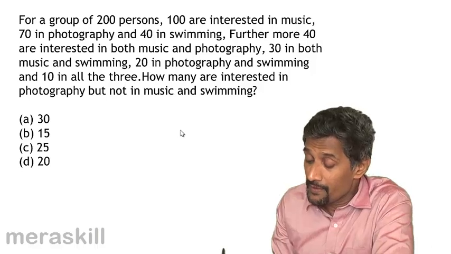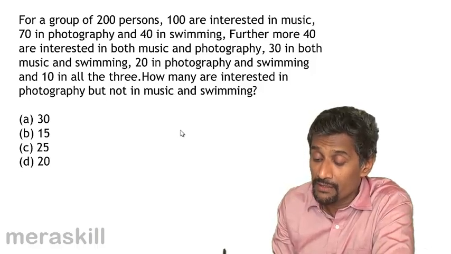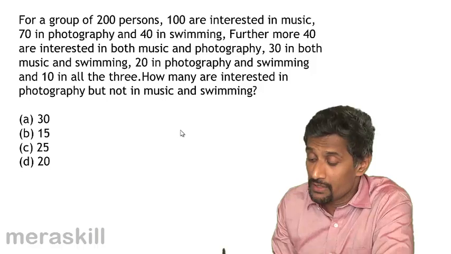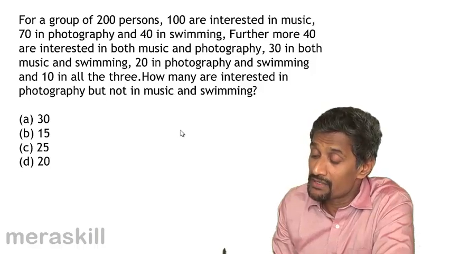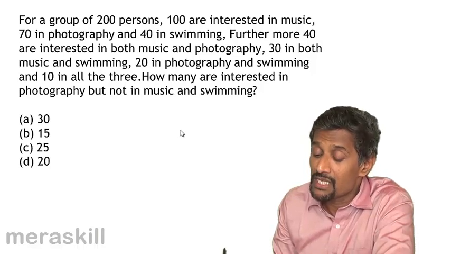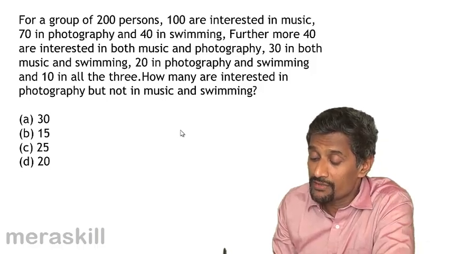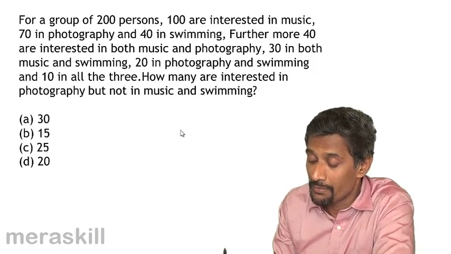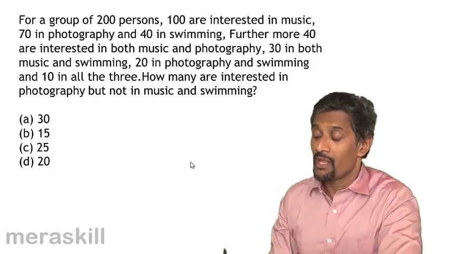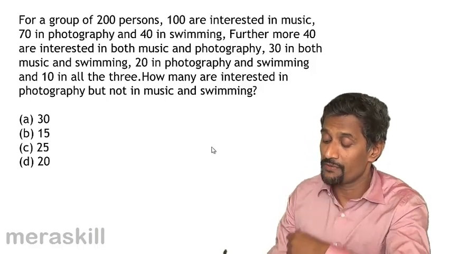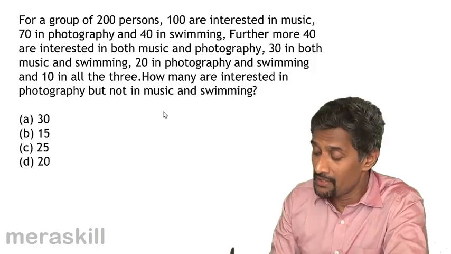Now we have a very interesting question here. For a group of 200 persons, 100 are interested in music, 70 in photography, 40 in swimming. Furthermore, 40 are interested in both music and photography, 30 in both music and swimming, 20 in photography and swimming, and 10 in all the three. How many are interested in photography but not in music and swimming?